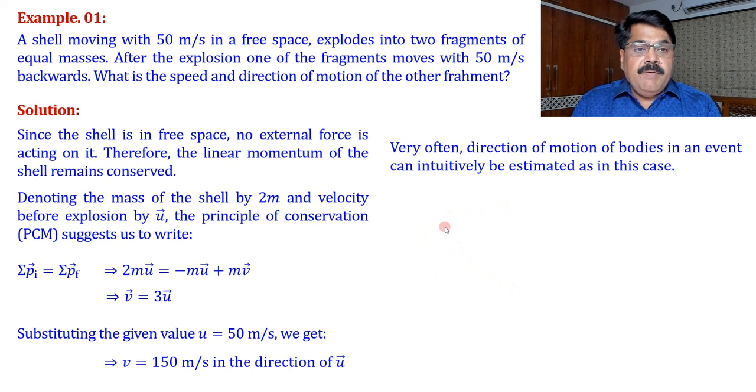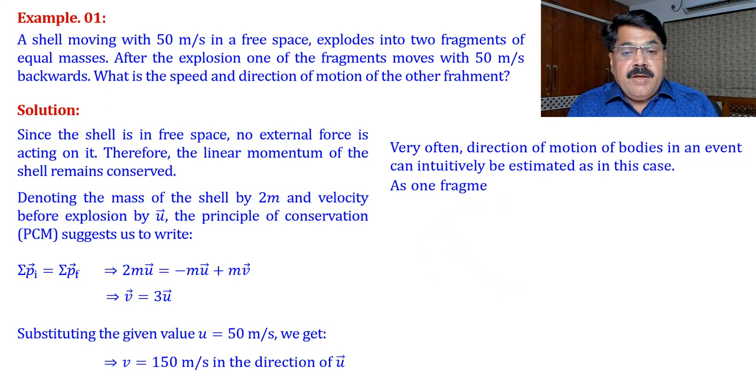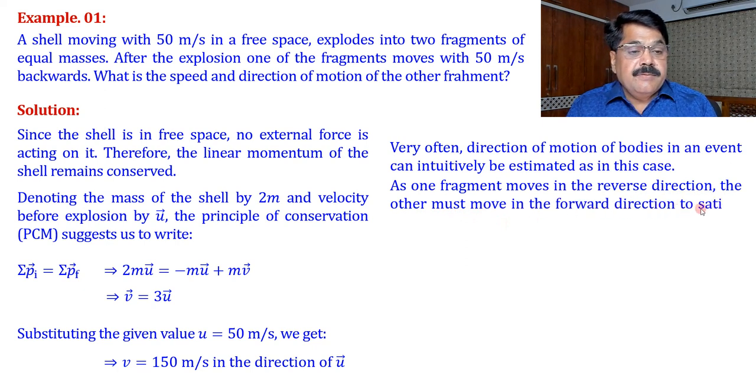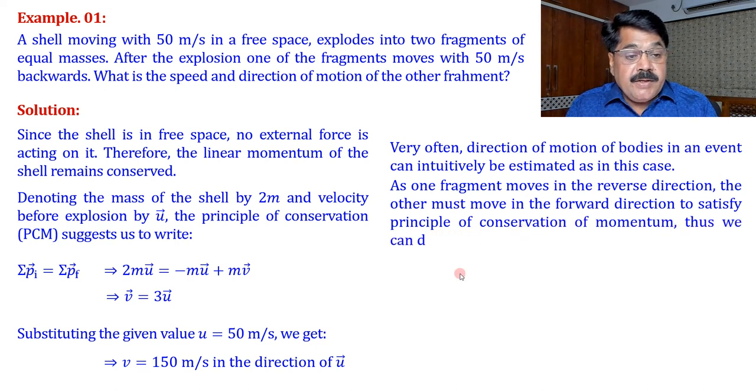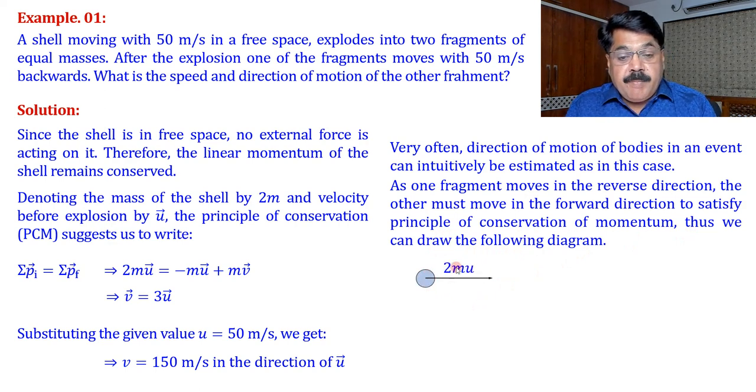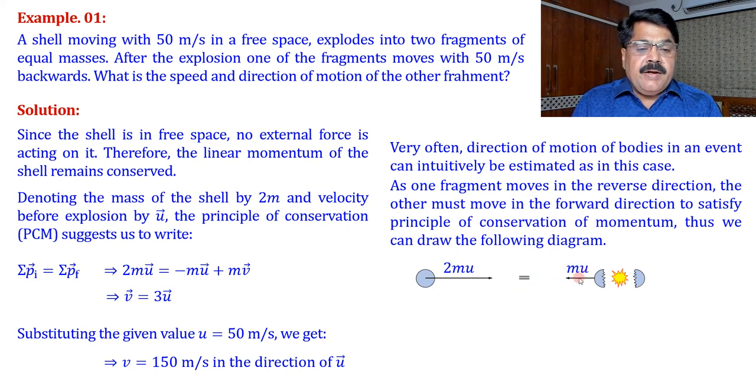And in this way, we can represent momenta of the different bodies in a diagram. As one fragment moves in the reverse direction, the other must move in the forward direction to satisfy the principle of conservation of momentum. Thus, we can draw the following diagram. We assume the shell of mass 2m moving with velocity u, say in this direction. After the explosion, one of the fragments, say this fragment, will start moving in the backward direction, so its velocity will be u, so its momentum will be represented here as mu, and the direction shown here.